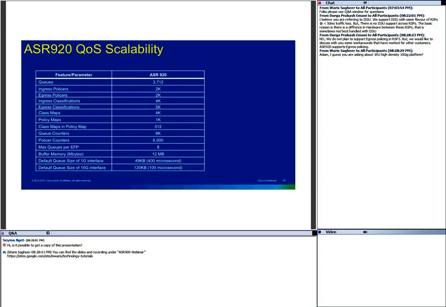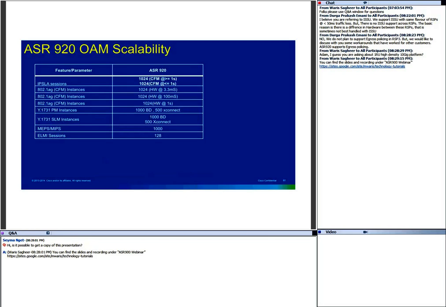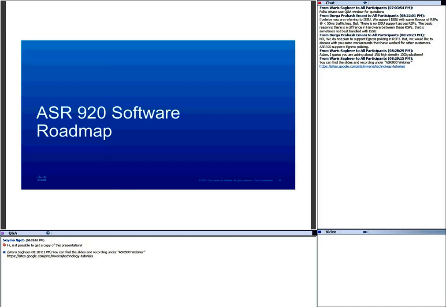Some QoS: there is a 12 MB internal buffer, and there is always a talk about whether 12 MB is sufficient. Internally, we do intelligent dynamic queue allocation. Whenever there are microbursts, the platform automatically assigns buffers to the queues intelligently, based on when the bursts happen within the platform. That's an important thing to keep in mind. IP SLA sessions 2,048, nothing much here.